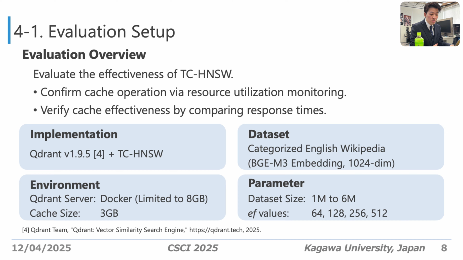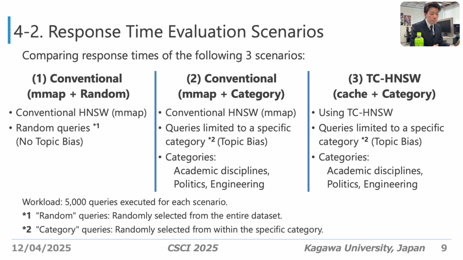For the environment, we limited the Qdrant server memory to 8 GB and allocated 3 GB for the TC-HNSW cache size. We tested EF values ranging from 64 to 512 and tested dataset size ranging from 1 million to 6 million vectors. We compared response times in 3 scenarios.